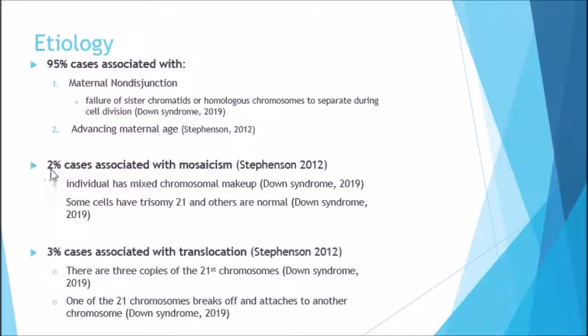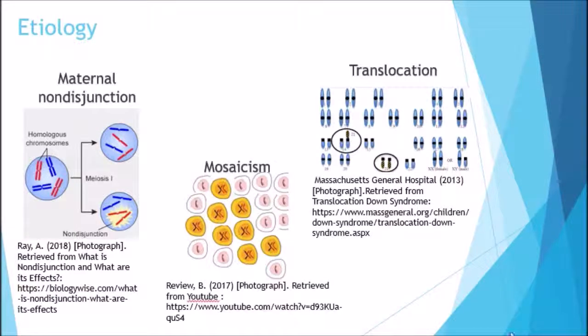2% of the cases are associated with mosaicism. Mosaicism is when an individual has mixed chromosomal makeup, so some of their cells will have trisomy 21 and others will be normal. The remaining 3% of cases are associated with translocation. This occurs when there are 3 copies of the 21st chromosome, however, one of the 21st chromosomes breaks off and attaches to another chromosome. The first image represents maternal non-disjunction.